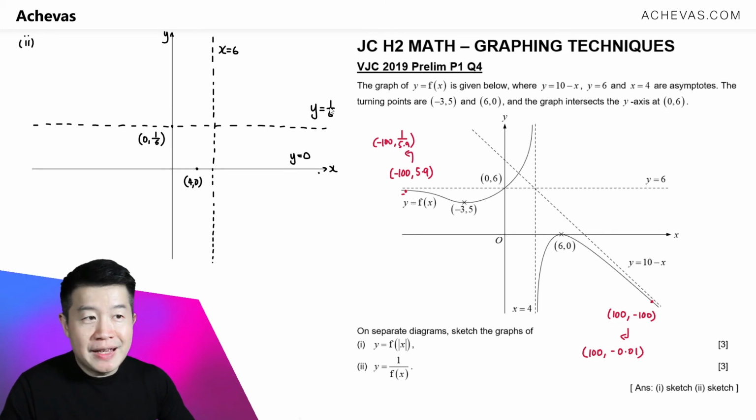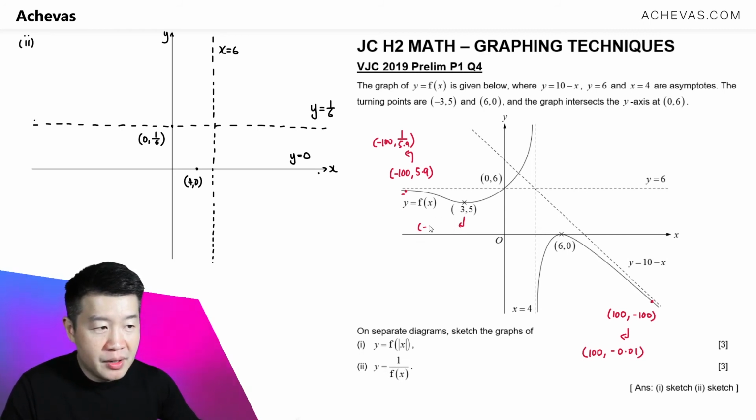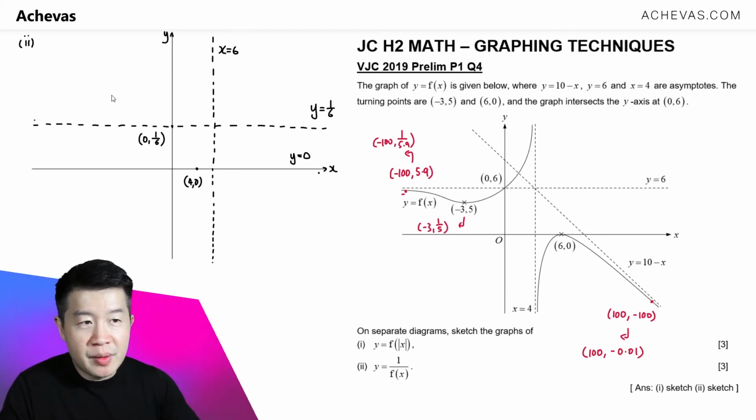And 1 over 5.9 is bigger than 1 over 6. So we get a point that is slightly above 1 over 6. And it's going to go to this point, minus 3, 5. And as this point undergoes the transformation of 1 over fx, this point will become minus 3 and 1 over 5. So it's going to become a point that is above 1 over 6 because 1 over 5 is bigger than 1 over 6. So let's say it is going to be a point that is, say, here. Okay, so we have minus 3 and 1 over 5.